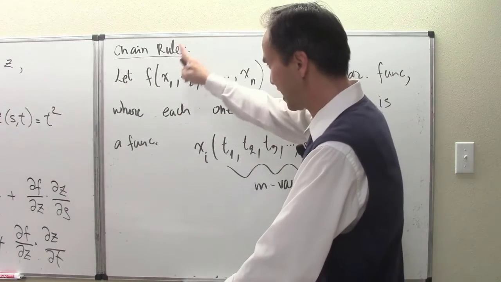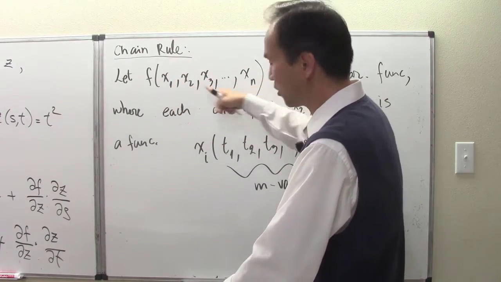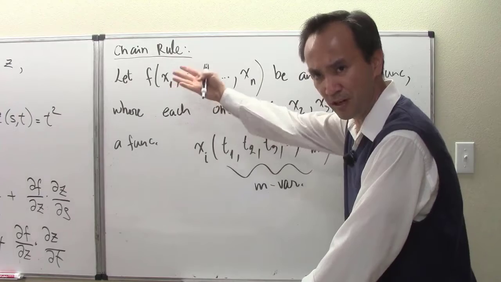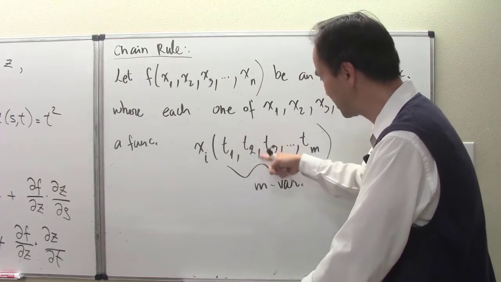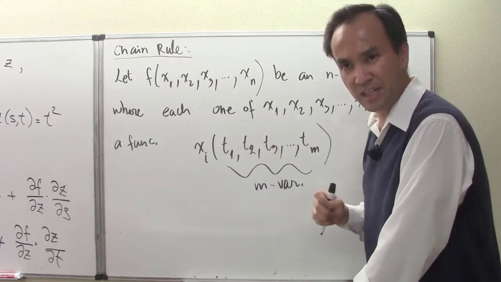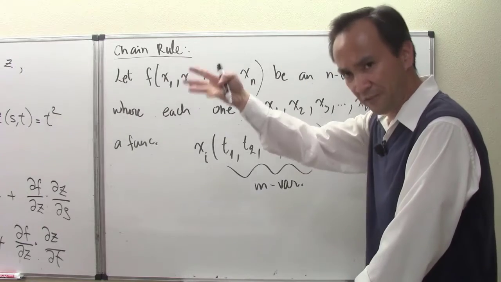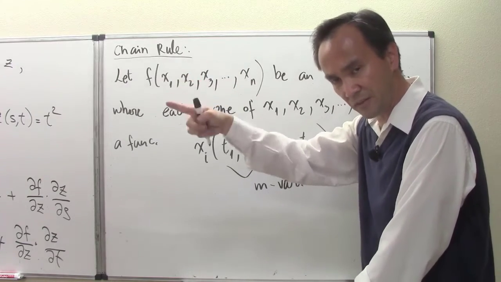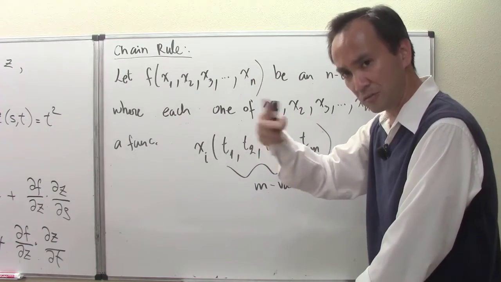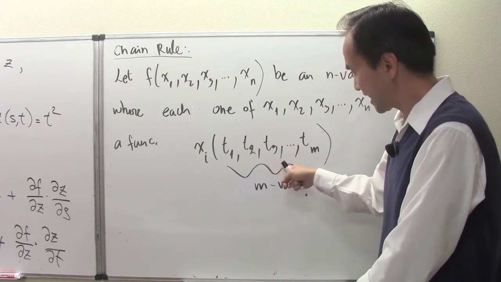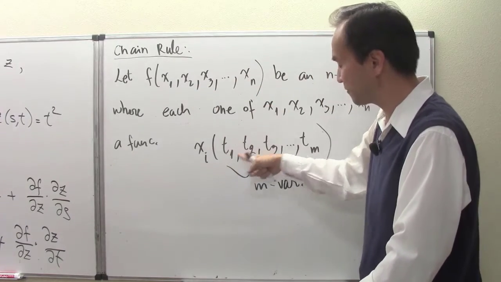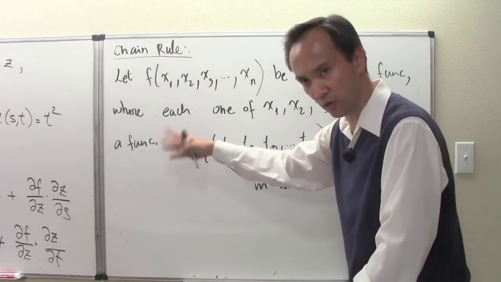If we have a function of n variables in the beginning, but each one of these is a function of m variables, then ultimately we're going to end up with a final function of m variables, t1, t2, t3, up to tm. Just like in the demonstration problem I showed earlier, the beginning function really had 3 variables, but each of the variables is a function of 2 variables, so our final function was only 2 variables. Just like that, if our beginning function had n variables, but each of the variables is a function of m variables, then the final function is only of m variables.